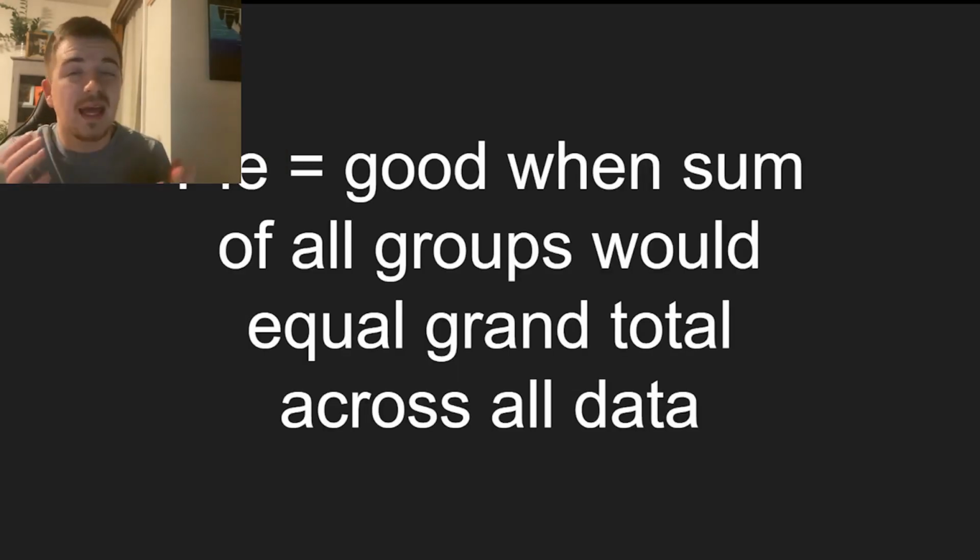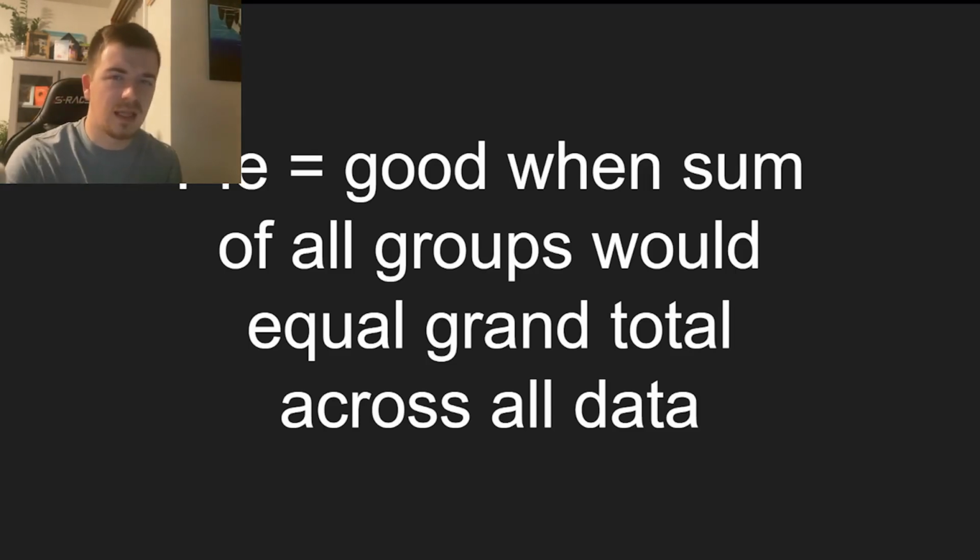However, the pie can make sense when the sum of each group individually is equal to the grand total across all of the data. So what this means is if each slice represents only that North American country, so for example, the United States, Canada, Mexico, the sum of all of those individual GDPs would, in this case, be the grand total GDP for the North American countries. Unless I'm missing another North American country, I'm not positive. Let me know down in the comments.